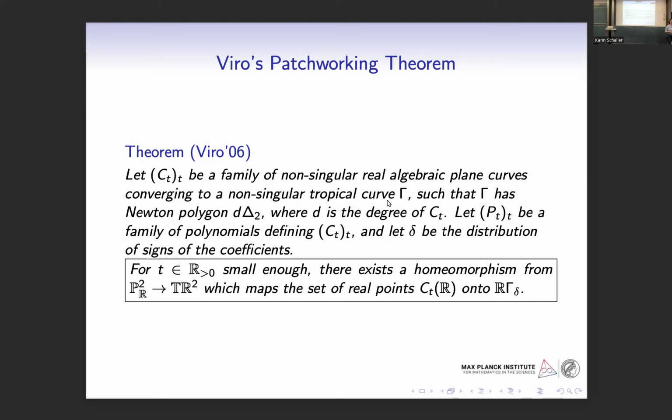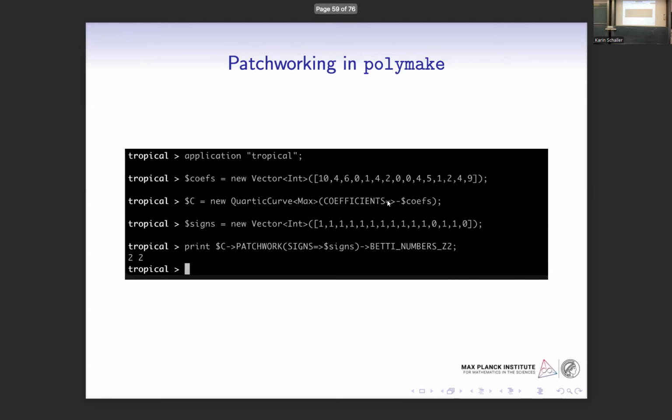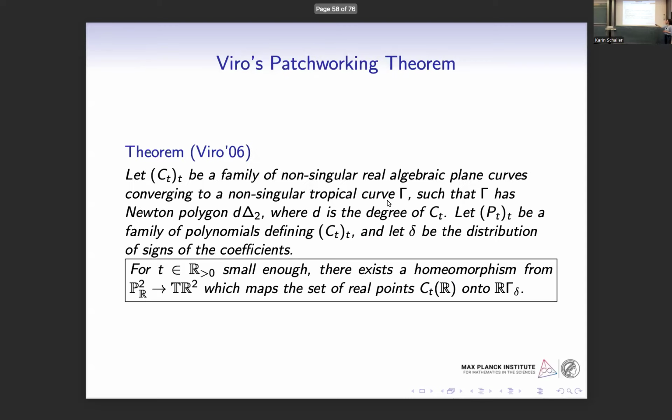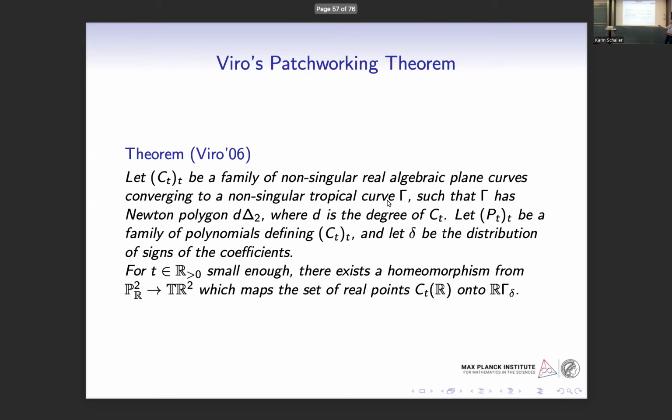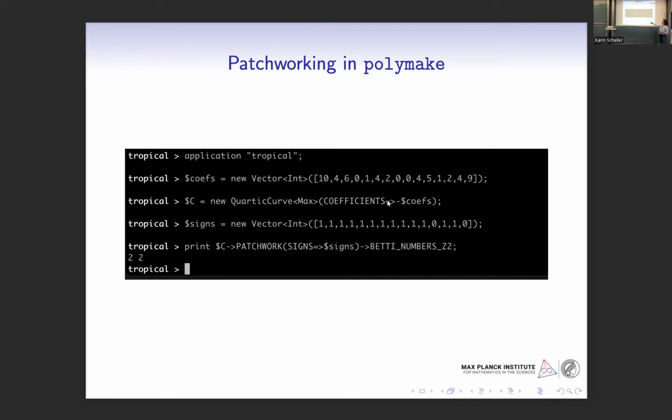So this is what we want to use in order to see the real part of our tropical curves and to determine the real topology, to see about the number of bitangents. Okay? So this is here. I hope it's big enough. This is like a screenshot from Ptolemaic. Okay, so I have my quartic curve and my sign vectors, and then I can ask Ptolemaic to do the patchworking. This is what is called the patchworking, right? I can ask Ptolemaic to do the patchworking and tell me the Betti numbers.